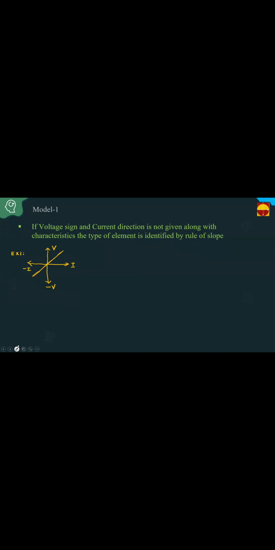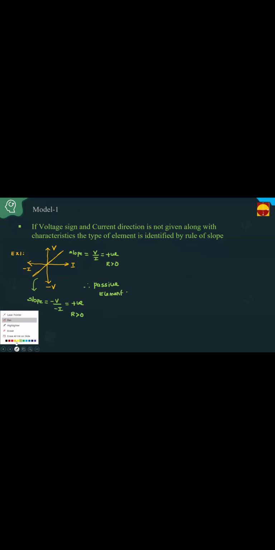Then you find the slope. Slope is V by I. This is positive. Positive means R greater than 0. Find the slope here: slope equal to minus V by minus I. That is positive, that is R greater than 0. Then what are the elements, friends? It indicates passive element. This characteristic indicates the passive element. Like this you have to identify.